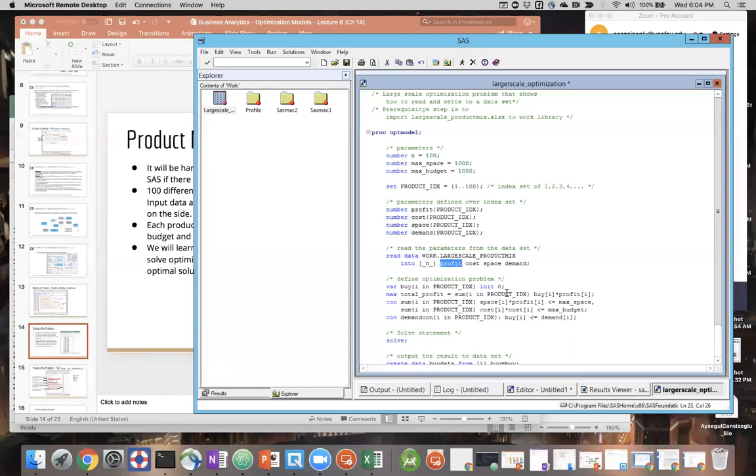Okay, just to recap, what we did so far is we define numbers, we define a set, and each of these numbers are over this set.